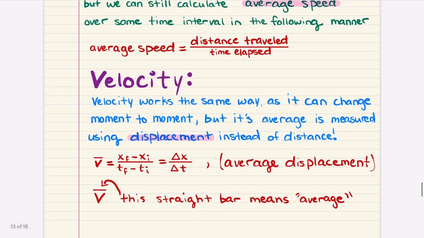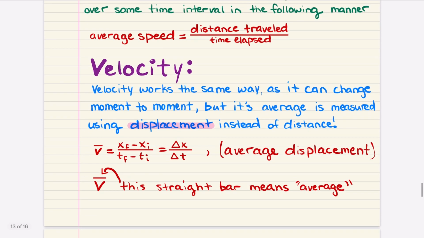Now, velocity works in the same way, as it can change moment to moment, but its average is measured using displacement instead of distance. So where we have distance in our average speed equation, we're going to have displacement, that delta x, in our average velocity equation. So v-bar is equal to delta x over delta t. That's average velocity. And when you see some variable with a straight bar on top of it, that typically means the word average.